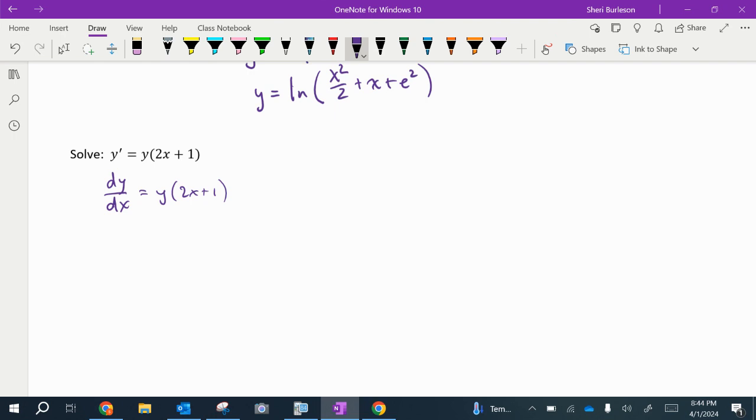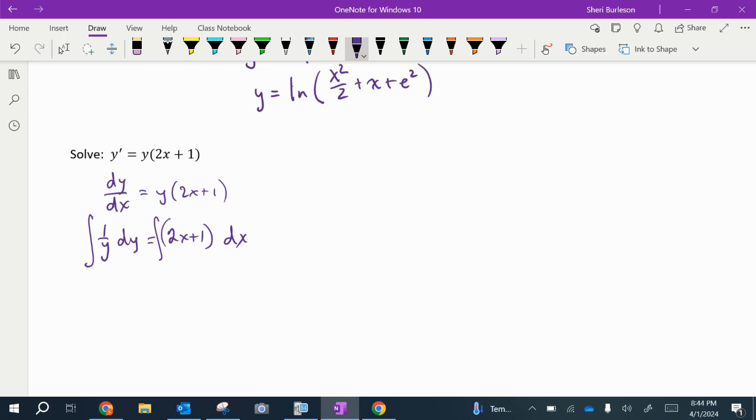So I want y's on one side and I want x's on the other. So to undo multiplied by y, I need to divide both sides by y. I can either write 1 over y times dy, or I can write dy over y. Most kids find it easier to see if I write it as that fraction out in front. And then I'm left with the 2x plus 1, and I multiplied both sides by the dx. So I got my y's on one side and my x's on the other. And now I'm going to integrate both of these.